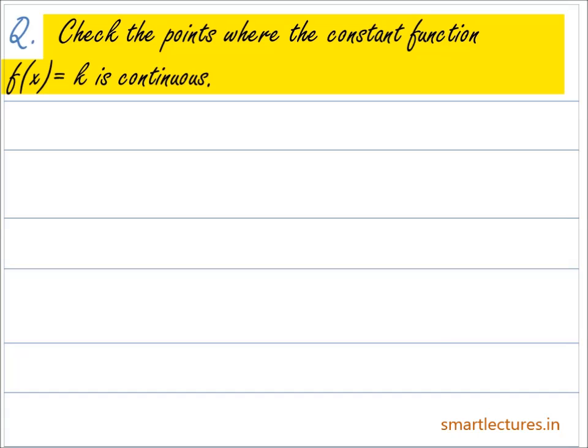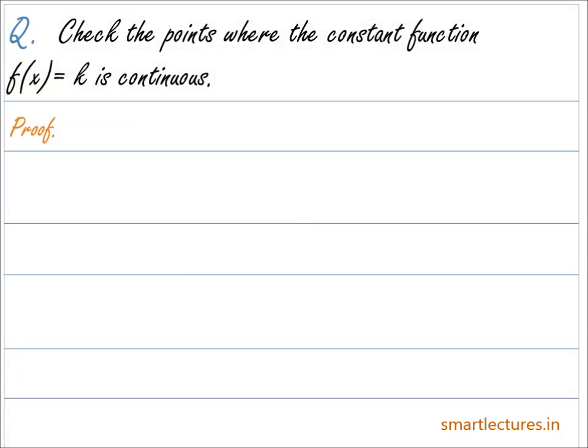Now let's solve one more question. In this question, check the points where the constant function f of x equal to k is continuous. If you look carefully at this function f of x equal to k, you can see for all real numbers x, the value of f of x is equal to k. That means if we have a real number c, the value of the function at the point c is equal to k. Now let's find out the limit of this function at the point c.